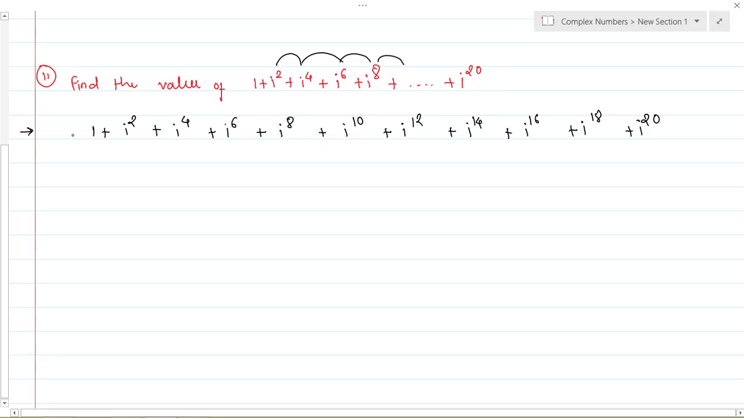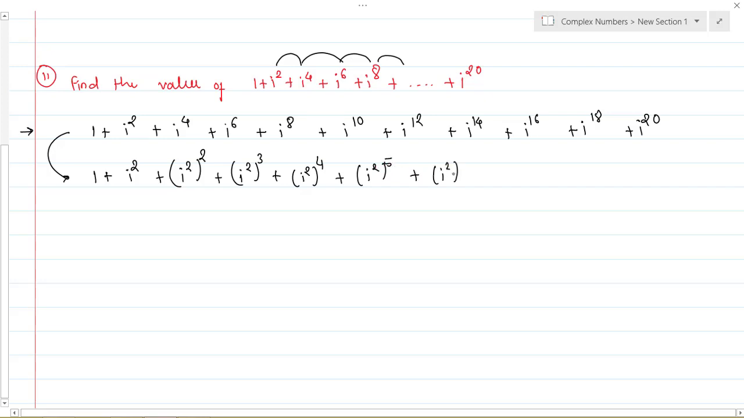The first step is to convert all these powers of i in terms of squares. See here: 1 plus i squared, then i to the power 4 can be written as i squared to the power 2. Then i6 can be written as i squared to the power 3, i8 as i squared to the power 4, i10 as i squared to the power 5, i12 as i squared to the power 6, i14 as i squared to the power 7, then i squared to the power 8, then 9, then 10.